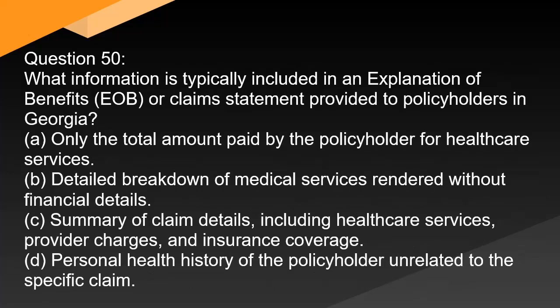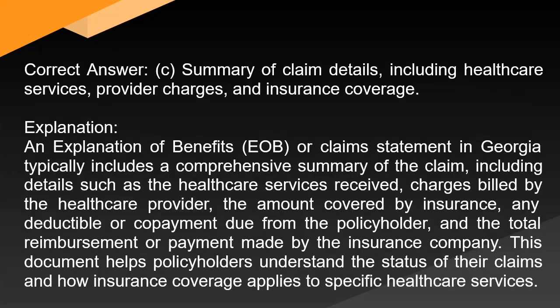Question 50. What information is typically included in an explanation of benefits, EOB, or claims statement provided to policyholders in Georgia? Correct answer. C. Summary of claim details, including healthcare services, provider charges, and insurance coverage.